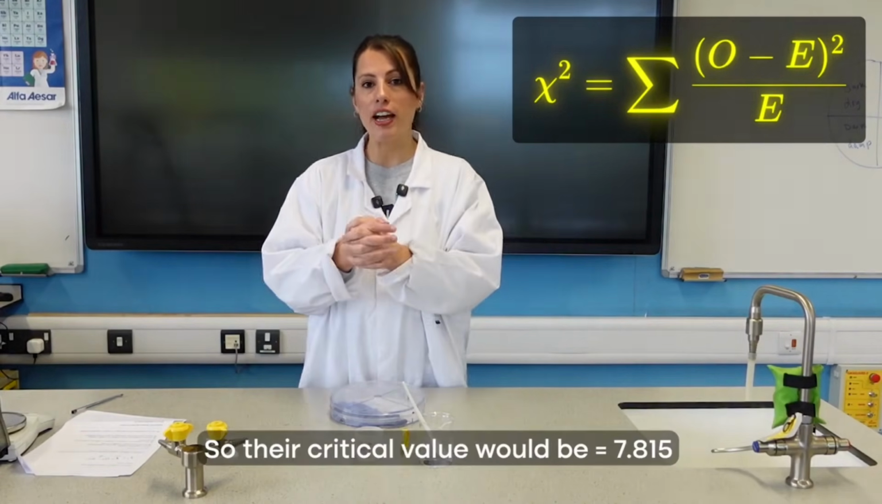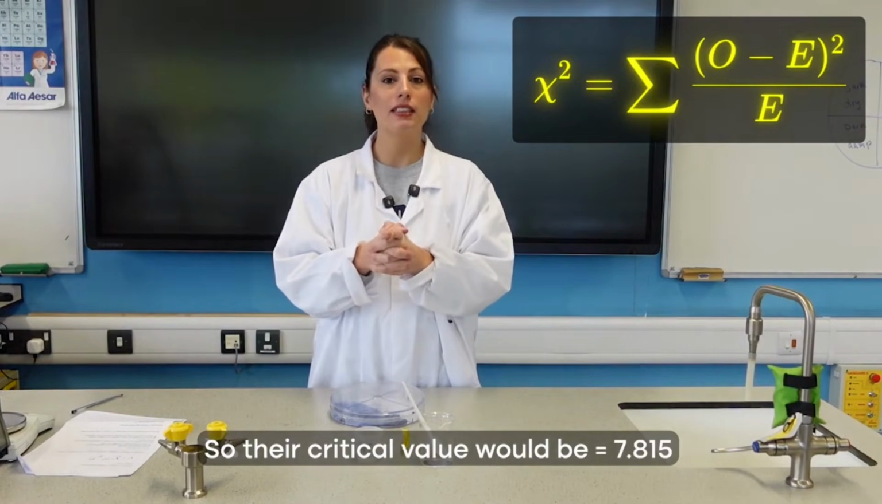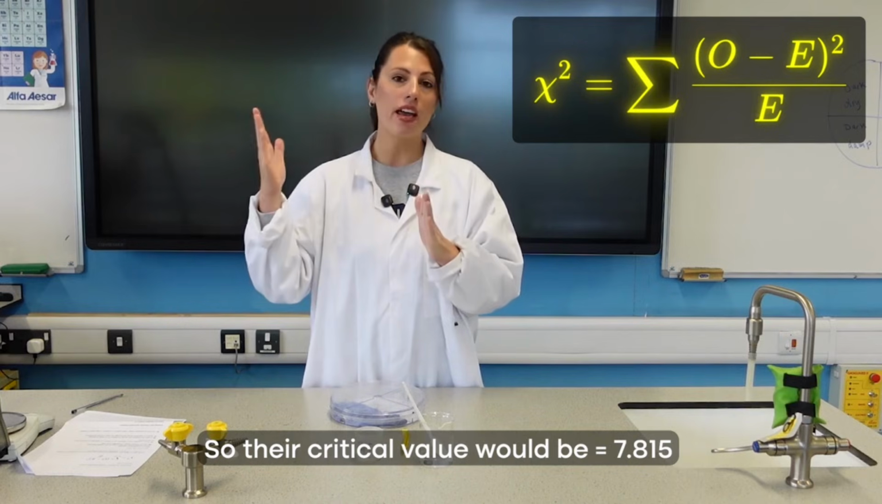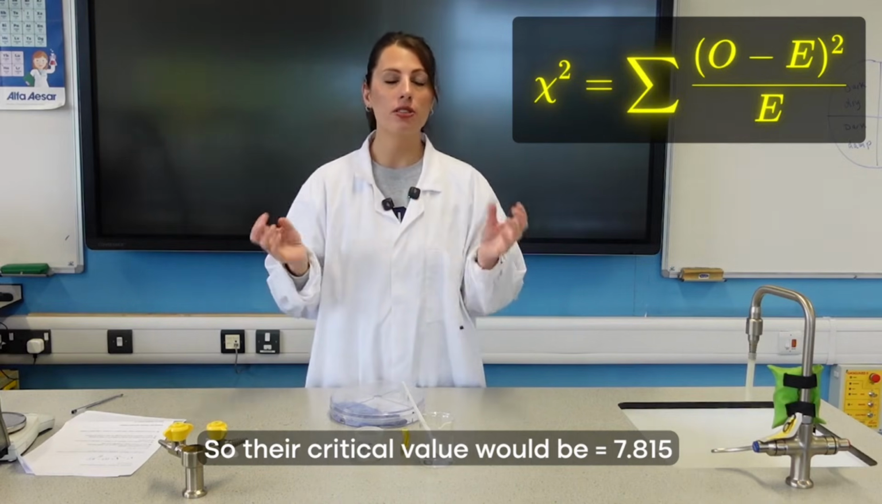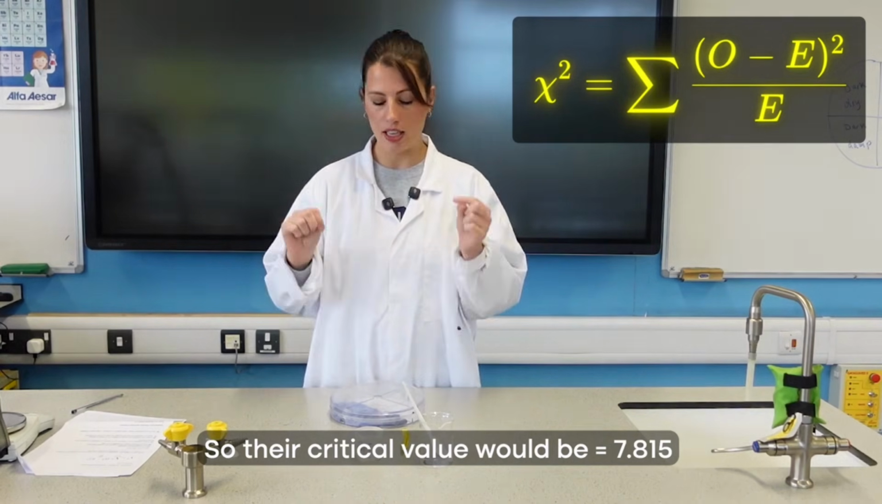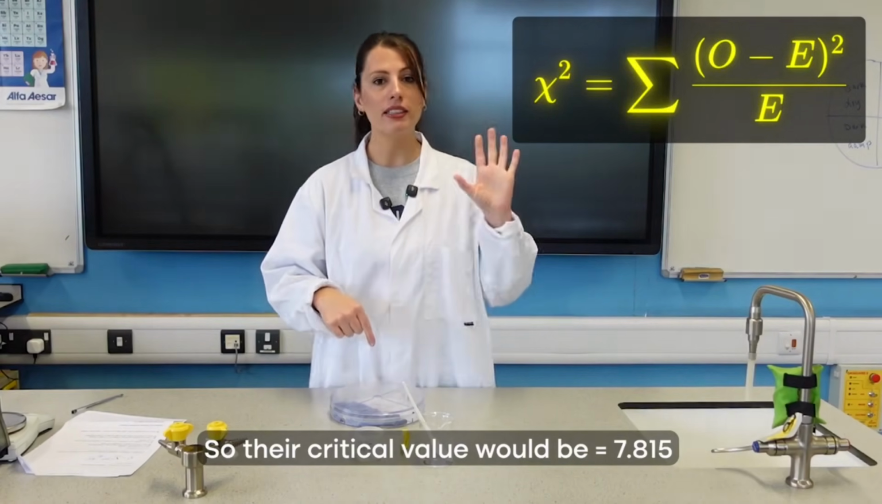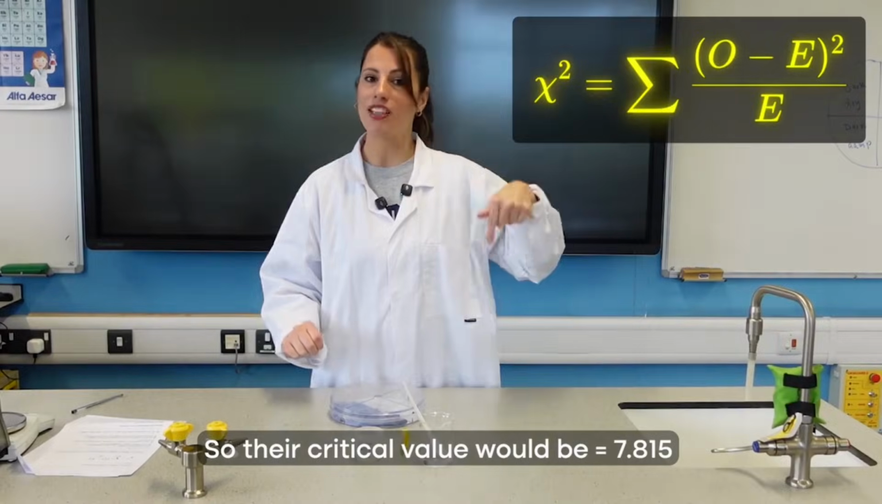So their critical value would be 7.815. So then have a look, was their calculated value the same or higher than the critical value, to be able to conclude whether there was a significant difference between what we expected and we observed at p equals 0.05. As I said, full explanation on the statistic is in the video I'll link below.